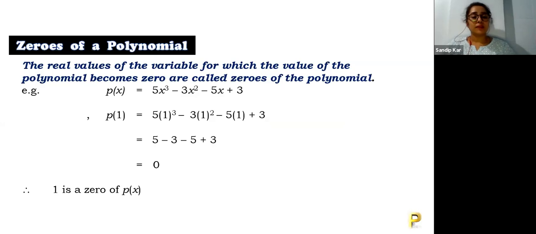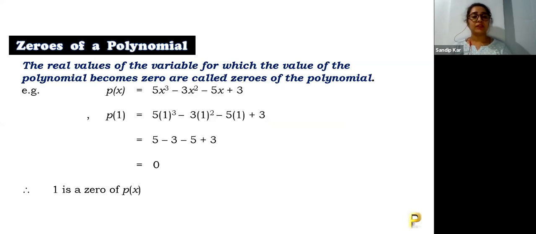So P of 1, so what P of x will become P of 1. In place of x, we will put 1. So 5 into 1 minus 3 into 1 cube minus 3 into 1 square minus 5 into 1 plus 3. Okay, we have just replaced the x with 1.